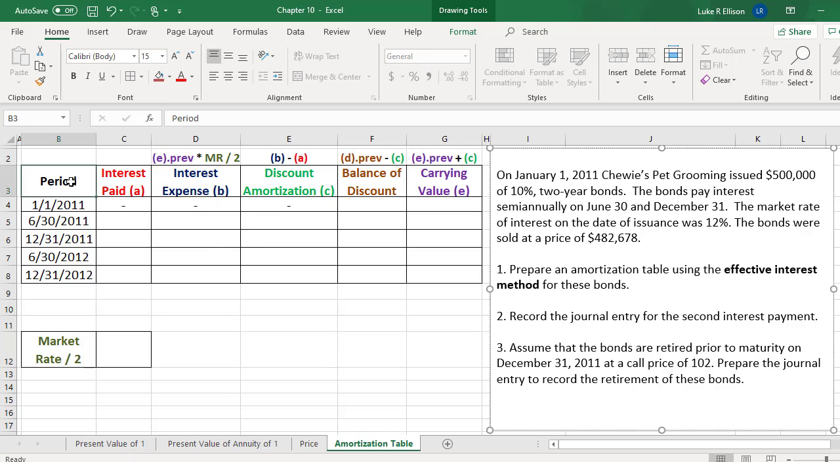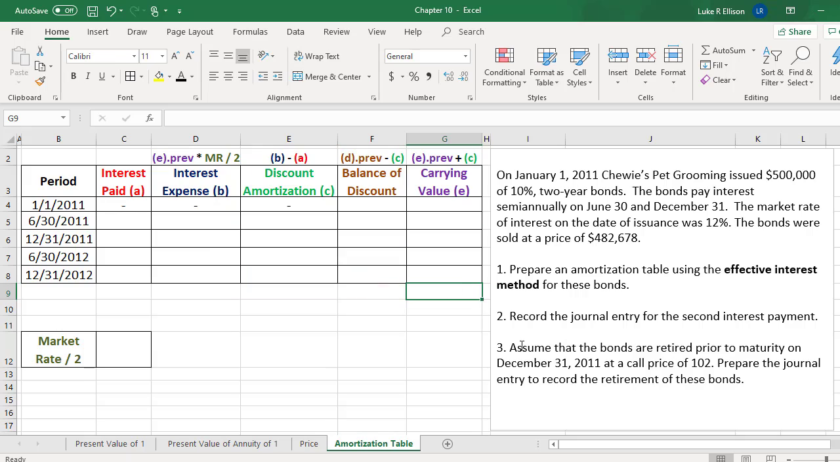And over here on the left we have the table that we'll be filling out throughout this video. So the first thing to note is that these bonds are going to last for 2 years and they pay interest semi-annually, meaning twice a year. And that's why we have 4 different periods over here for the 4 different interest payments. Now we also have a period for the issuance of the bond, which isn't going to have any value for the first 3 columns, but it might be helpful to fill out the balance of the discount and the carrying value to build off for the future rows.